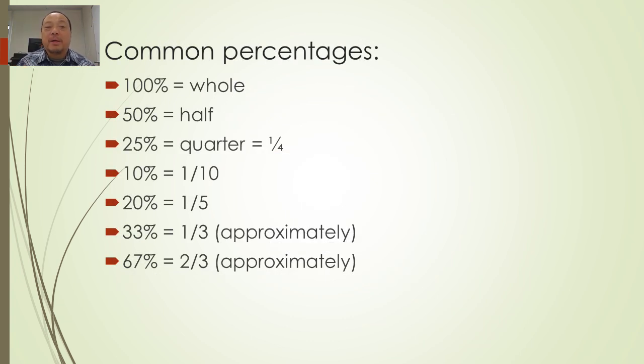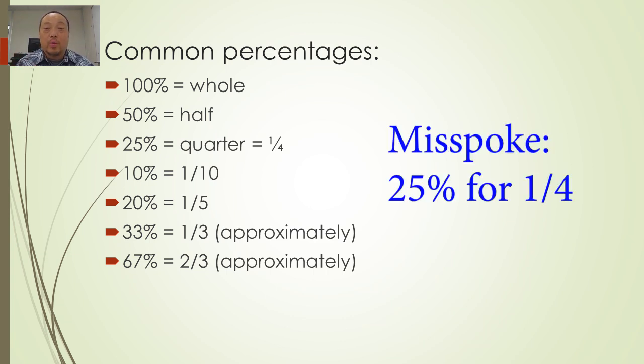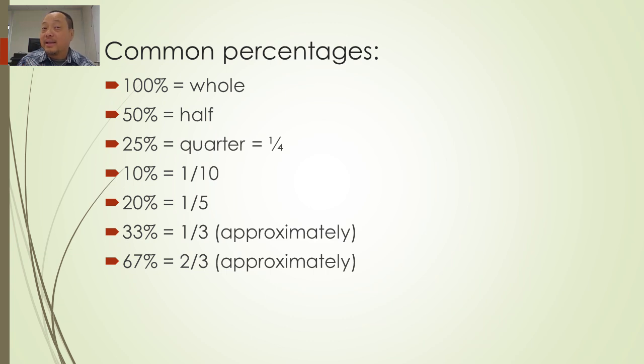So some of the common percentages that you probably encounter often include 100% for the whole thing, 50% for half, 25% for a quarter or 1/4, 10% for 1/10, 20% for 1/5. And there are some approximations. For example, 33% is approximately 1/3, and then 2/3 is approximately 67%. That's a general idea of percent.